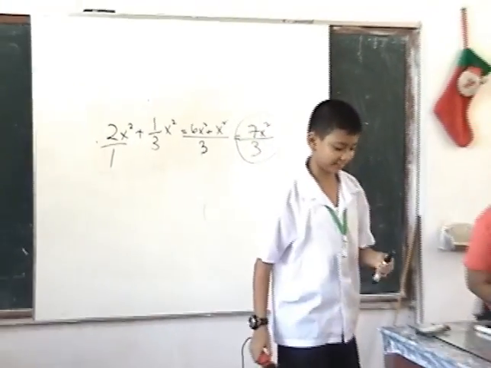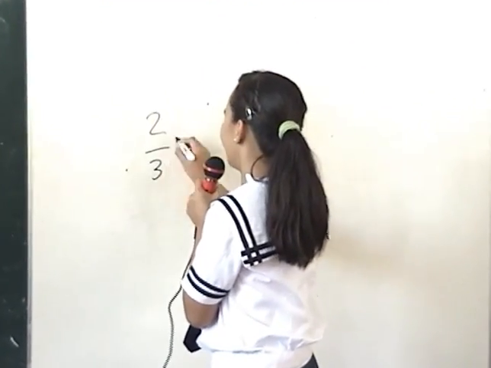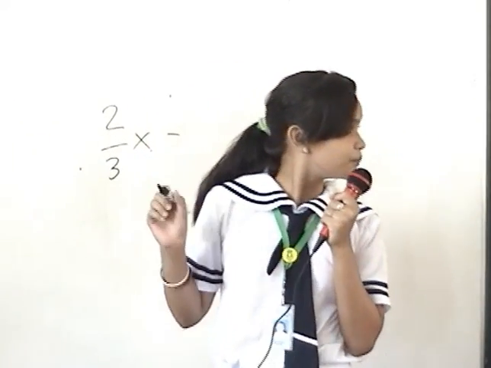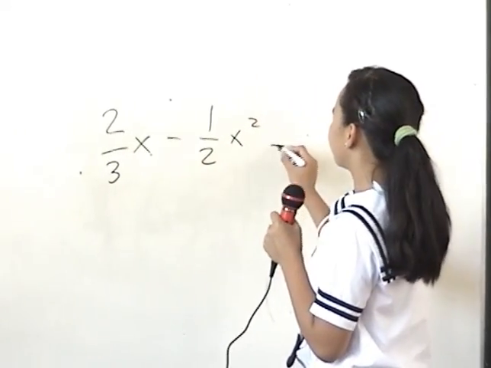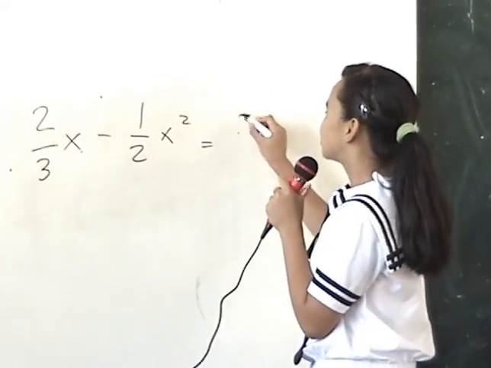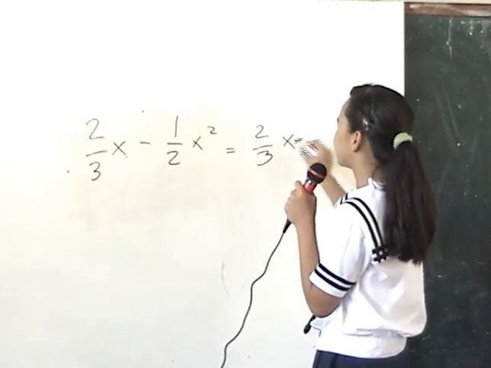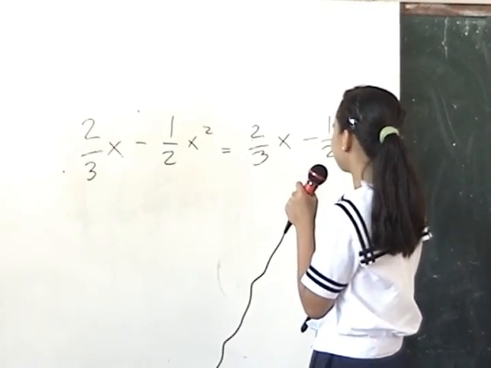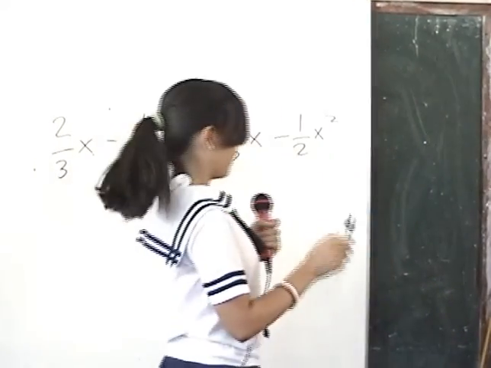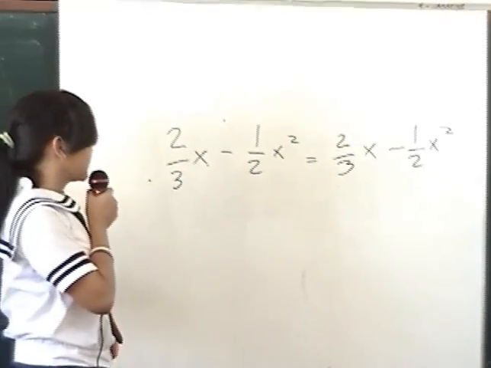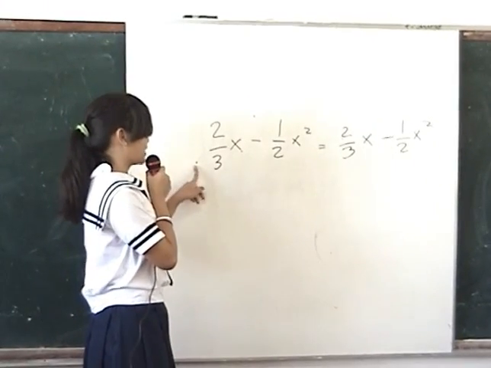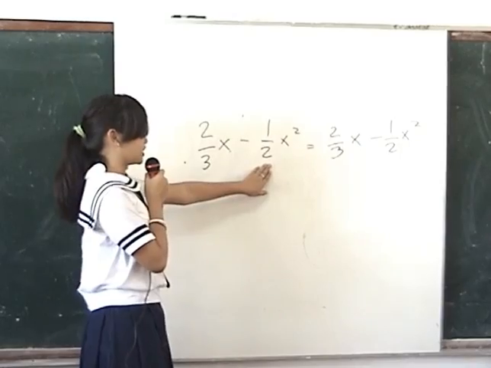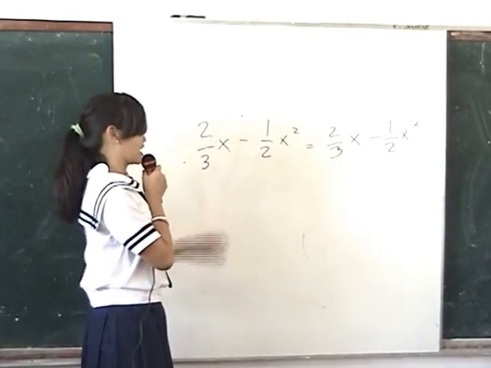Number 3, Tricia. To subtract 2/3 x minus 1/2 x squared, we just copy 2/3 x minus 1/2 x squared, because there are two different terms, and on the first term, the exponent is 1, and in the second term, the exponent is 2. That's why they are different.